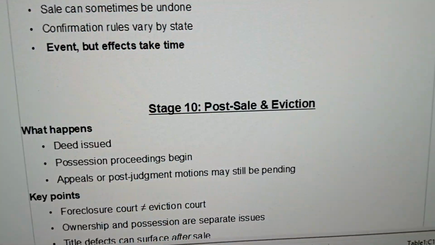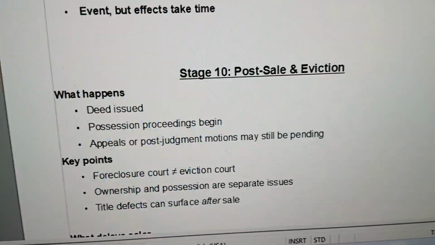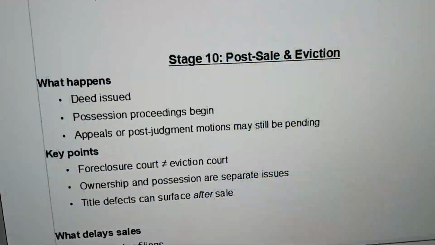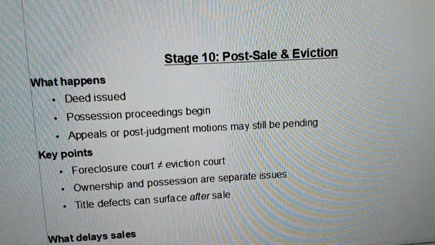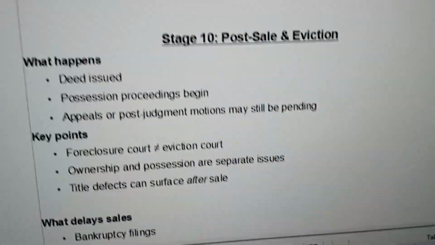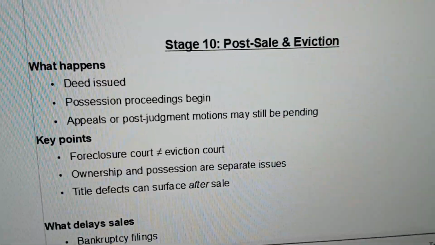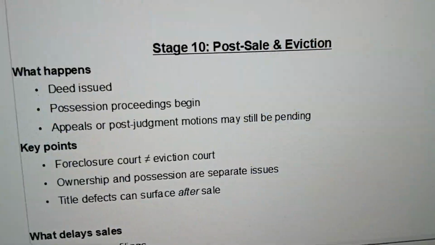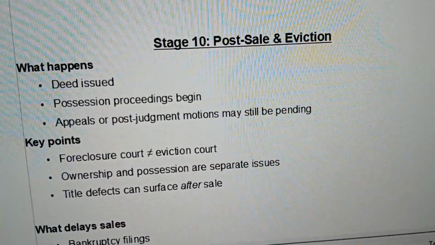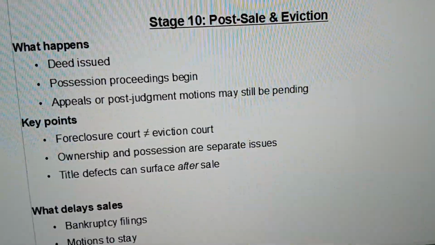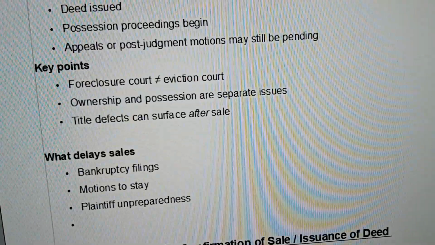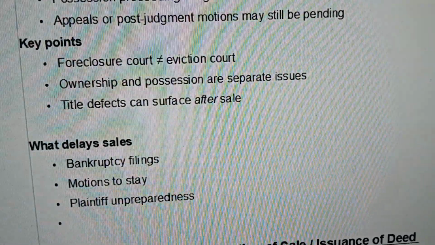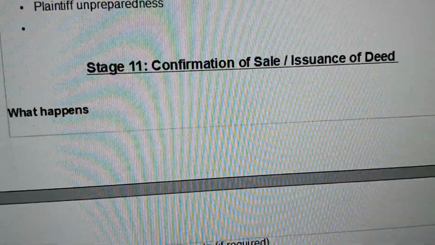Stage 10, post-sale and eviction. What happens? The deed is issued. Possession proceedings begin, and appeals or post-judgment motions may still be pending. Key points. Foreclosure court does not equal eviction court. Ownership and possession are separate issues. Title defects can surface after the sale. What delays the sales? Bankruptcy filings, motions to stay, and plaintiff unpreparedness.